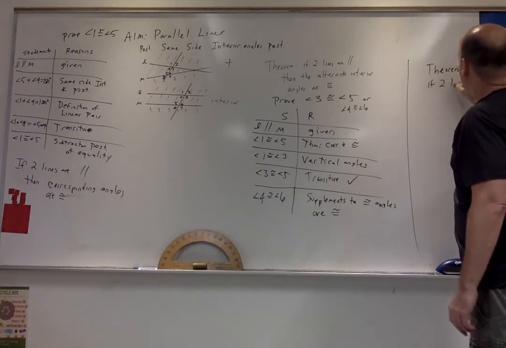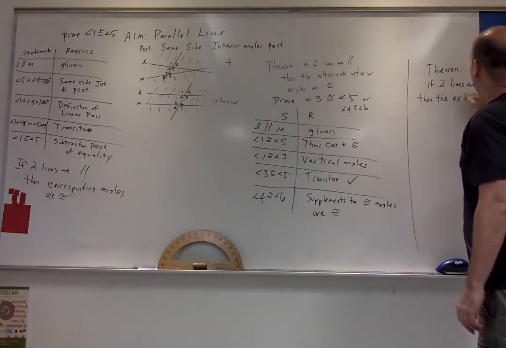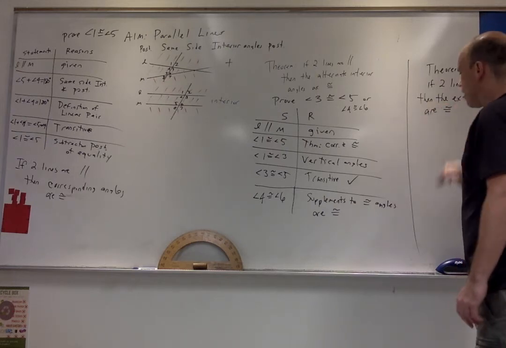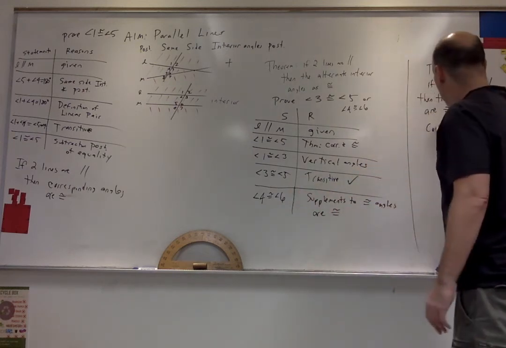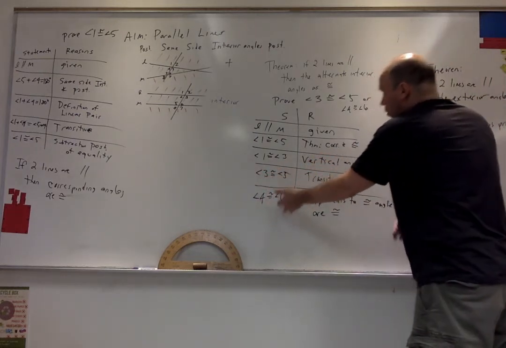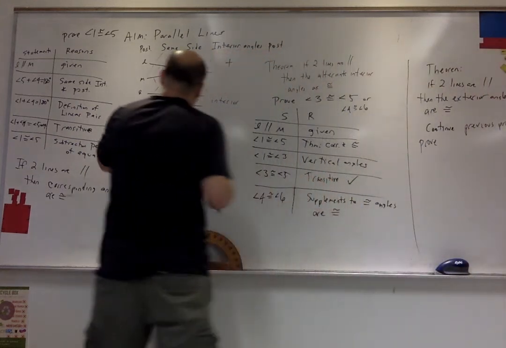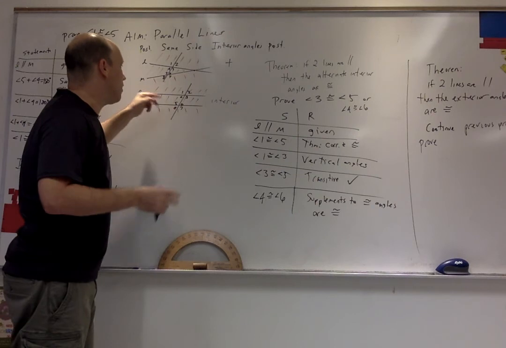If 2 lines are parallel, then the exterior angles are congruent. Well, can I just continue with this proof? Yeah, let's continue the previous proof. So let's look at 4 and 6. What are we trying to prove? We're trying to prove that angle 1 is congruent to angle 7, and 2 is congruent to 8.